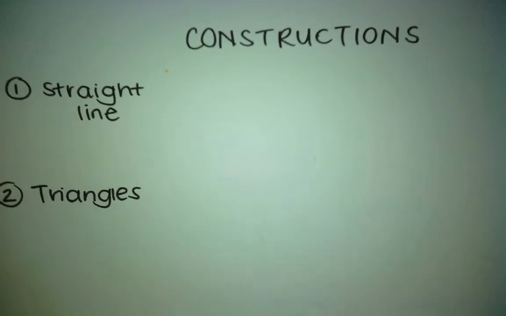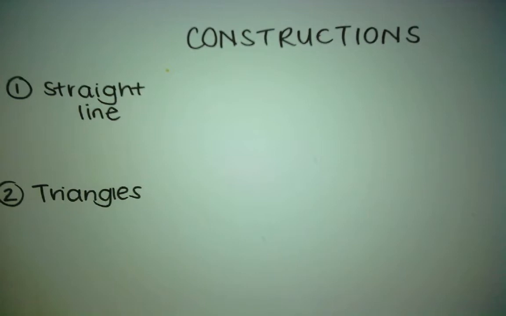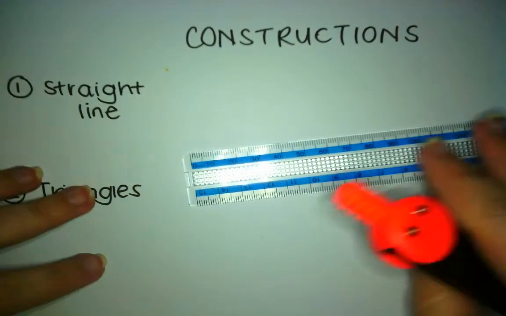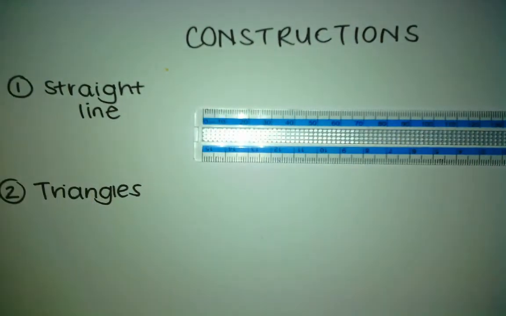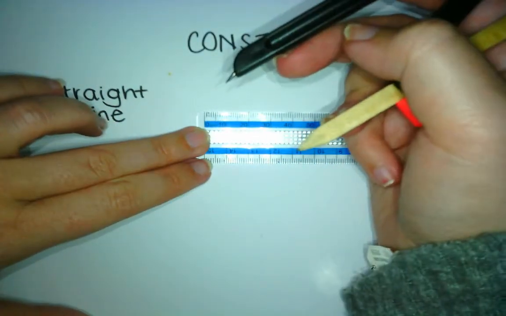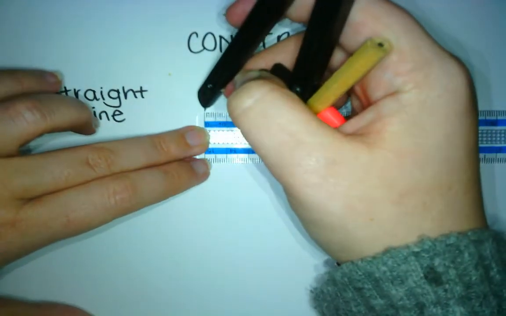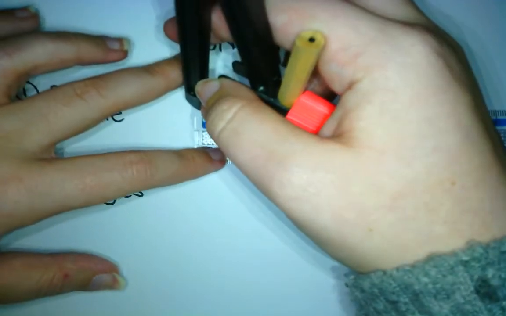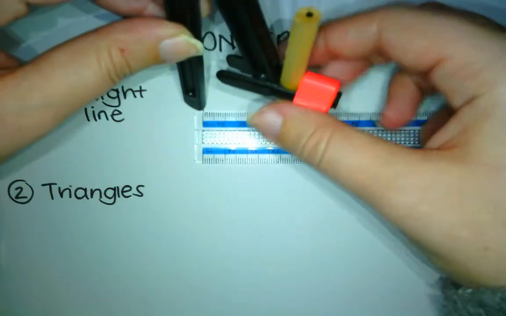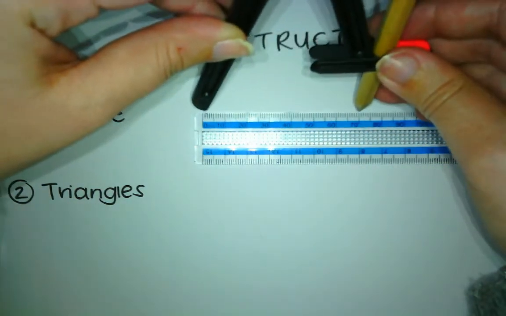Alright, so what we're going to do now is I'm just going to recover everything on constructions. So the first thing is how to create a straight line. We're going to take our ruler and measure, let's say, 7 centimeters. So we're going to put our compass point, this little point, on 0, and we're going to put our pencil point on 7. So there's our 7 there.